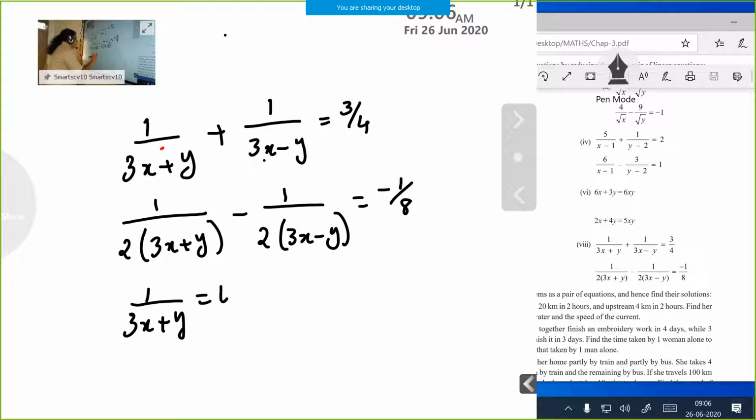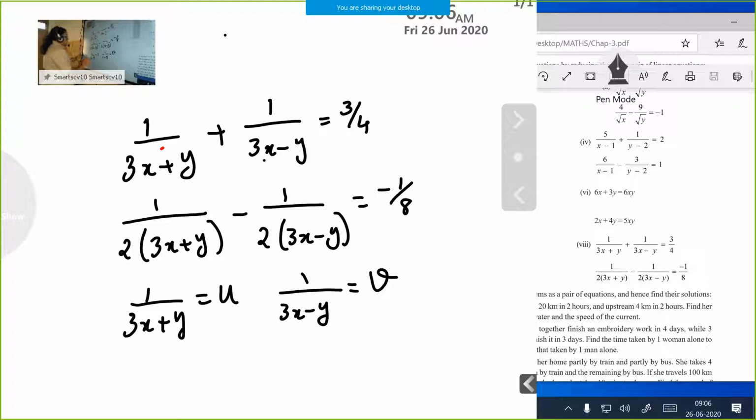Substituting, instead of 1 by 3x plus y, u, and 1 by 3x minus y is equal to v. Listen, 1 by 3x plus y is equal to u, and 1 by 3x minus y is equal to v. Here both equations have 1 by 3x plus y and 1 by 3x minus y.